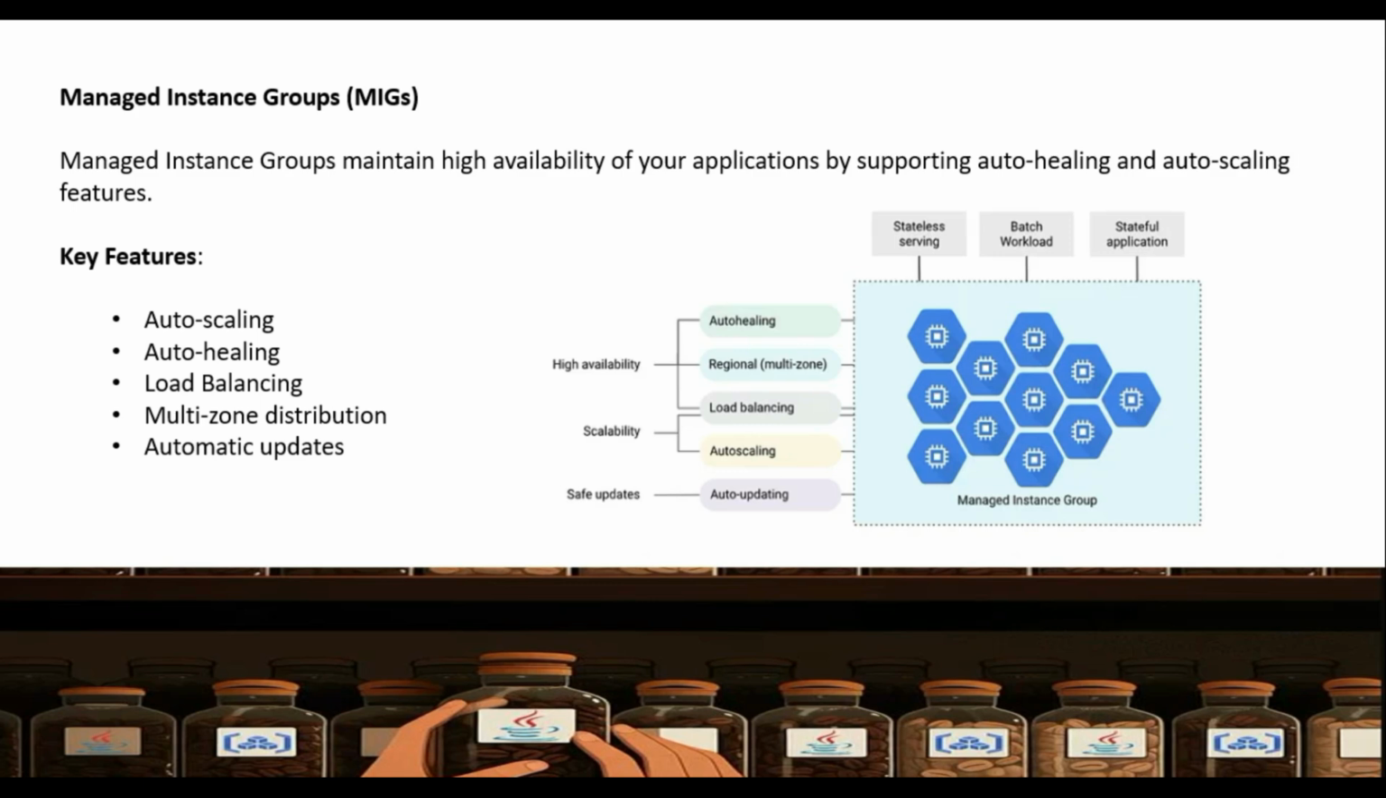Key features: auto scaling, automatically adjusting the number of instances in response to load changes. Next one is auto healing, automatically recreating instances if they become unhealthy. Next one is load balancing, distributing incoming traffic across the instances. Next one is multiple zone distribution, distributing the instances across multiple zones to withstand zone failures. Automatic updates, support for rolling updates and canary deployments.